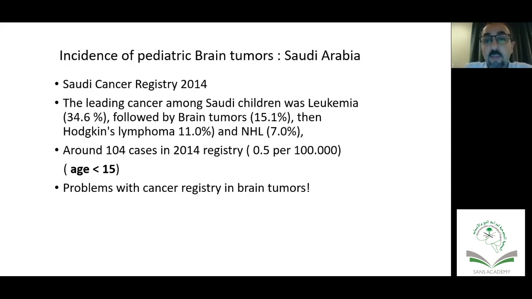Now, if we talk about Saudi Arabia, according to the Saudi Cancer Registry, number 1 is leukemia, at 34.6%, followed by brain tumors. So it is second, like the rest of the world, at 15% of pediatric cancer. So we're talking about cancer here. Remember, malignant tumors are about half of the tumors; the other half is considered benign. In 2014, there were 104 cases of brain cancer in children, and we estimated about 0.5 per 100,000. But remember, the cancer registry in Saudi Arabia includes kids below 15. Some cancer registries in Western countries go up to 18. And we mentioned last time the problem with the cancer registry: they only include cases that have pathology, and the pathology they use is based on the ICD system, not the WHO system.